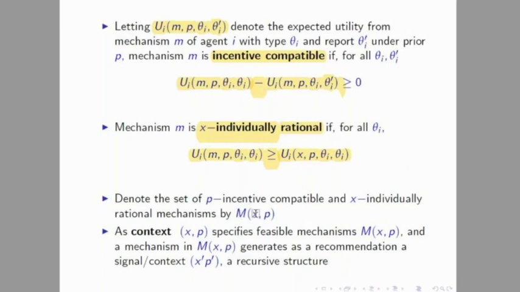Now, given status quo outcome X and prior belief P, let's denote by capital M the set of incentive compatible and individually rational mechanisms, or in the language of Myerson, incentive feasible mechanisms. These are the feasible mechanisms given X and P. Let's call X and P a context. From now on, X, the underlying status quo outcome, and the current beliefs form a context.